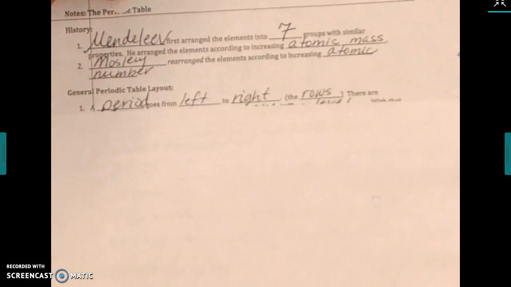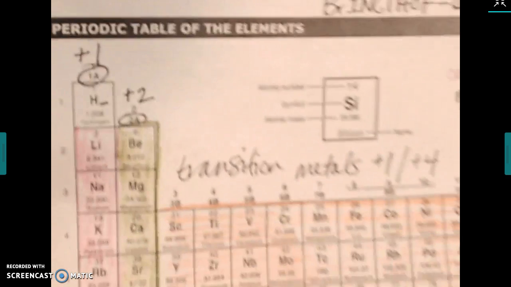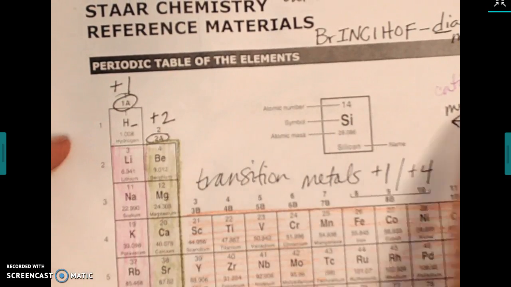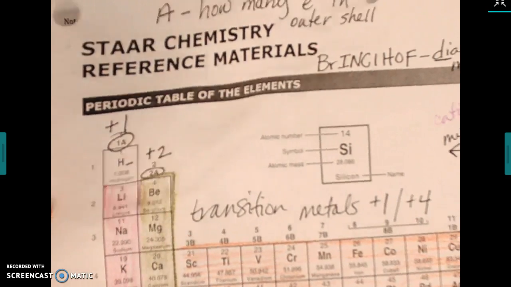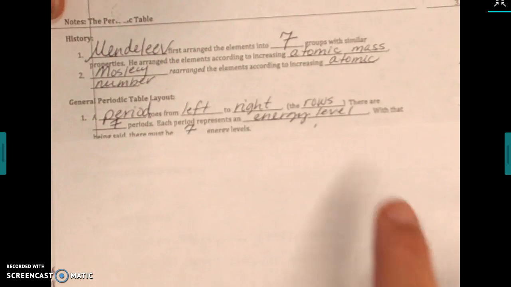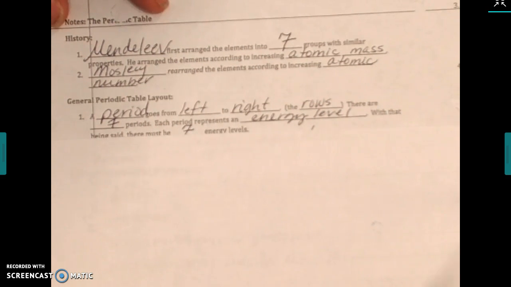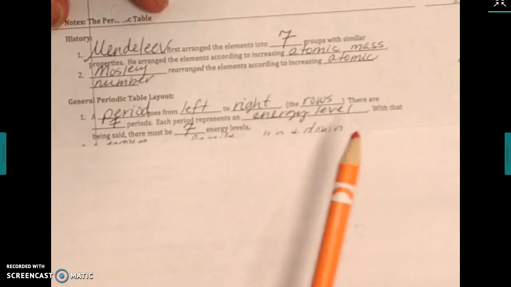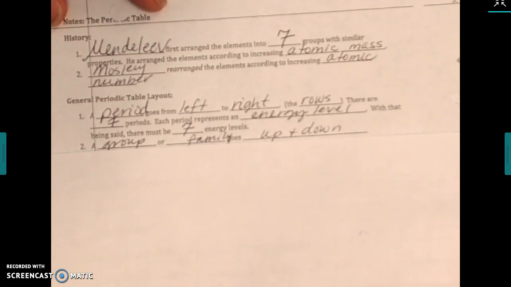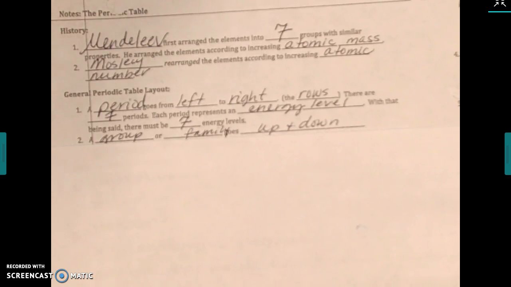General periodic table layout. A period goes left to right. These are our rows. A period goes across. Notice there are 7 periods or energy levels. Each period represents an energy level. With that being said, there must be 7 energy levels. A group or family goes up or down.